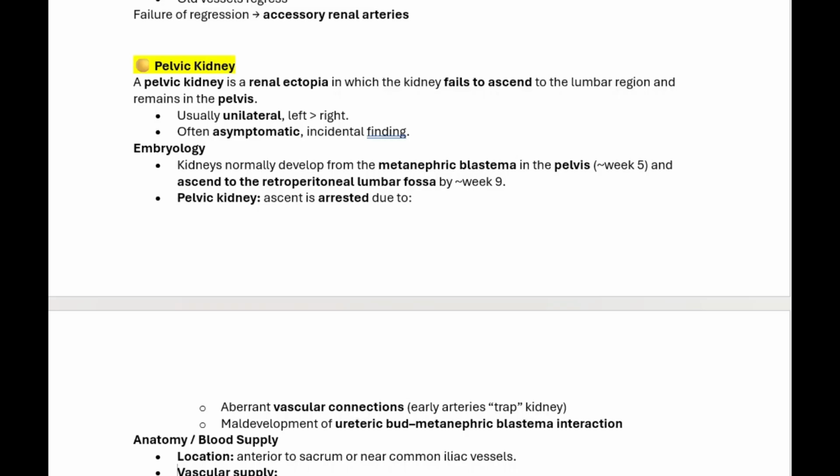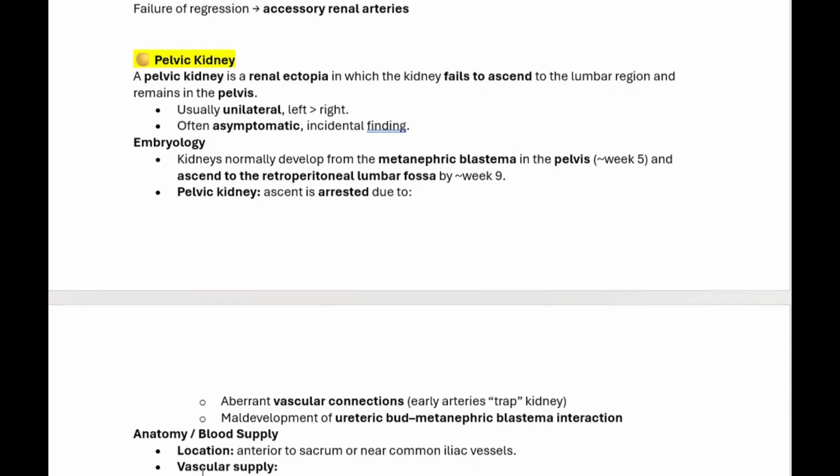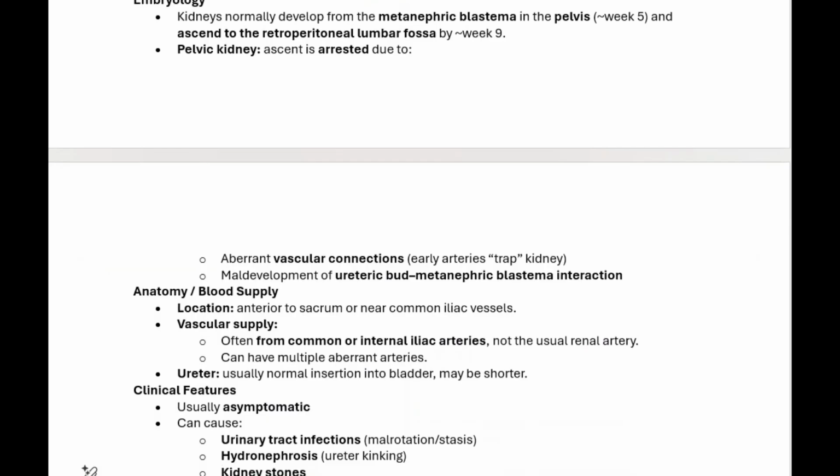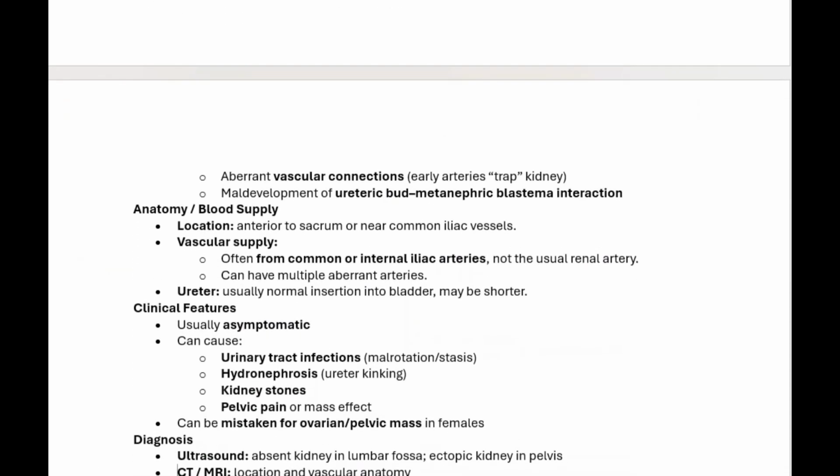And when you look at the embryology, the kidneys normally develop from the metanephric mesenchyme, like we mentioned earlier, in the pelvis, and it should ascend retroperitoneally into the lumbar fossa by week 10, right? If it fails to ascend, then the kidney is going to be arrested in the pelvis. And like we mentioned earlier, they could have aberrant vascular connections, and that could lead to maldevelopment of the ureteric bud and the mesonephric and mesenchymal interaction.